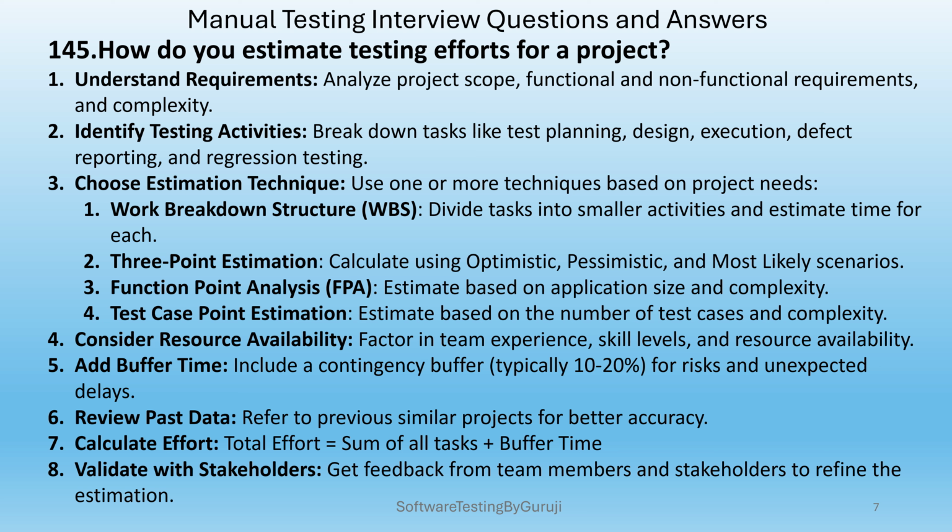Fourth, consider resource availability. Factor in team experience, skill levels, and resource availability. Fifth, add buffer time. Includes a contingency buffer, typically 10 to 20% for a risk and unexpected delay. Sixth, review past data. Refer to previous similar project for better accuracy. Seventh, calculate effort. Total effort is equal to sum of all tasks plus buffer time.